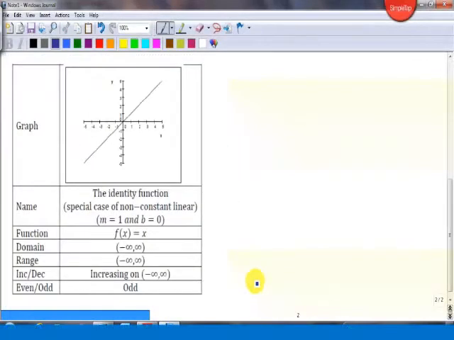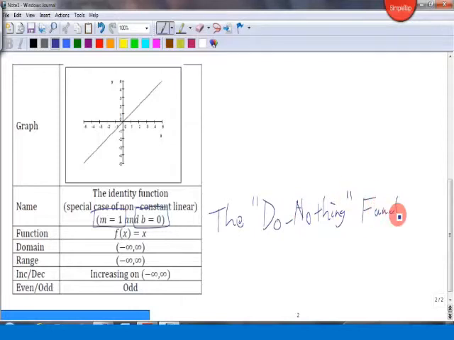Special case, which we will see again, of a linear function, non-constant linear: if the slope is 1, and if the y-intercept is 0, it's f of x equals x. We call this the identity function. It's sometimes called the do-nothing function, because it does nothing at all. It takes every real number and just does nothing.